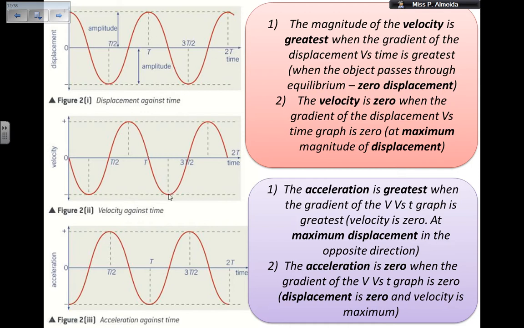My velocity is maximum as I pass through equilibrium, so as my displacement is 0. So that's the explanation of what happens to the velocity. The acceleration. Now, the acceleration is greatest when the gradient of the velocity time graph is at greatest, so when the velocity is 0.